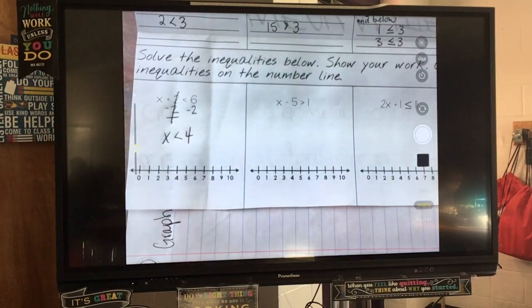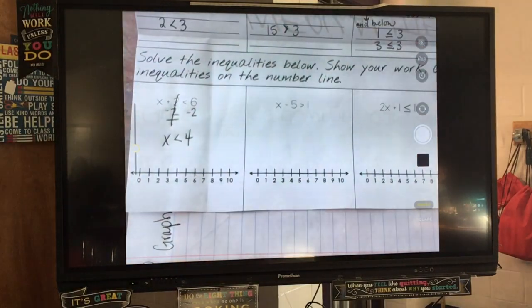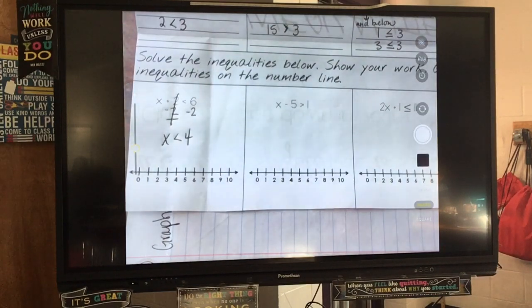So if I wanted to check to make sure I did this correctly, I would plug in 4 plus 2 is less than 6. Is that a true statement? So what's 4 plus 2? Elizabeth? 6. Is 6 less than 6? No, 6 is equal to 6.